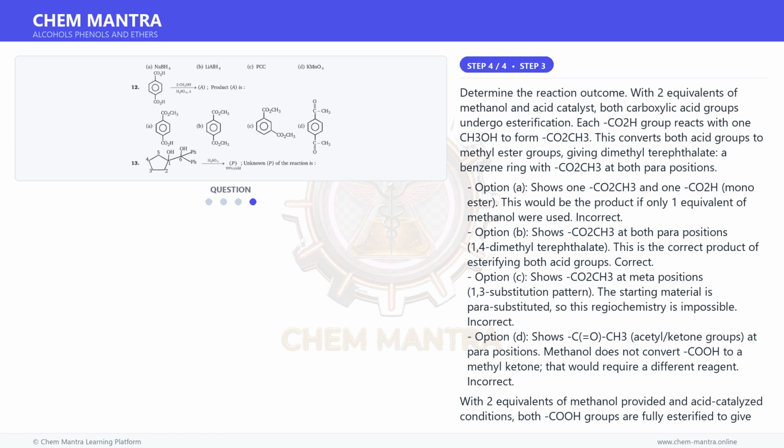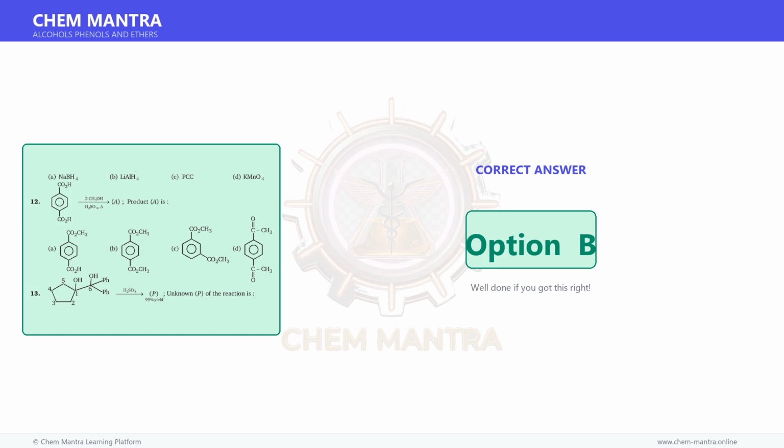Incorrect. With two equivalents of methanol provided and acid-catalyzed conditions, both CO2H groups are fully esterified to give dimethyl terephthalate, which matches option B. Therefore, the correct answer is option B.